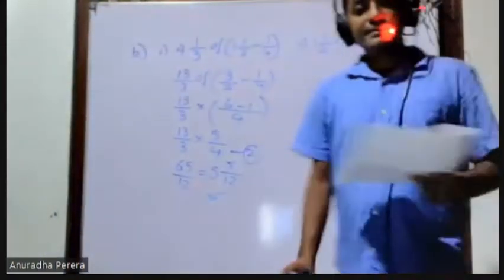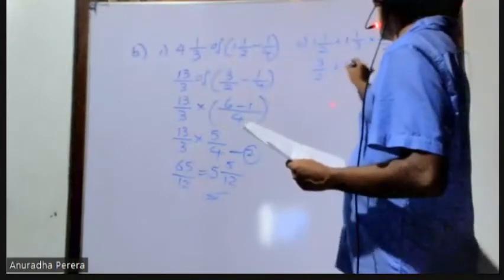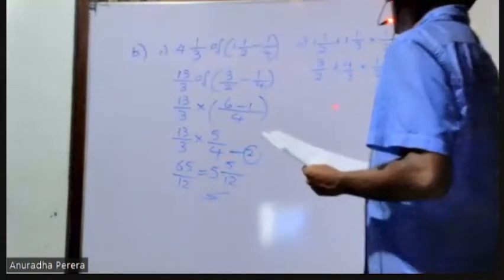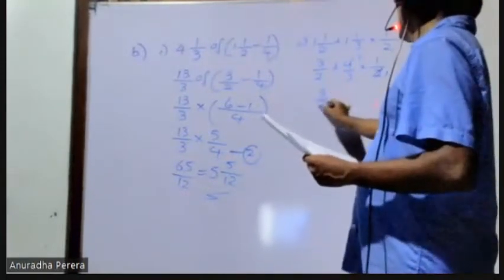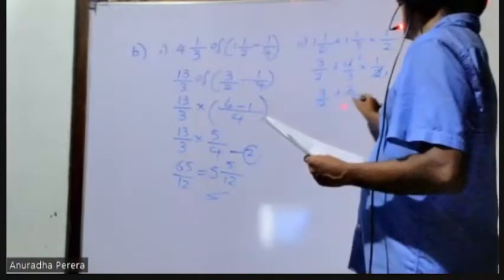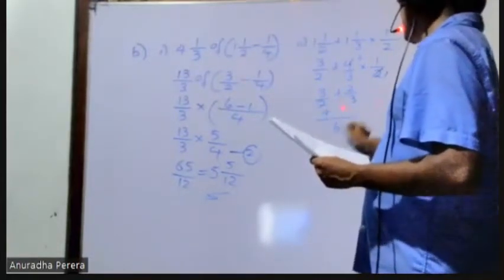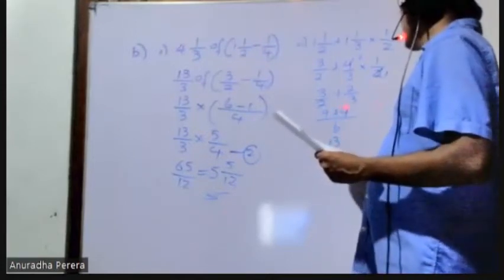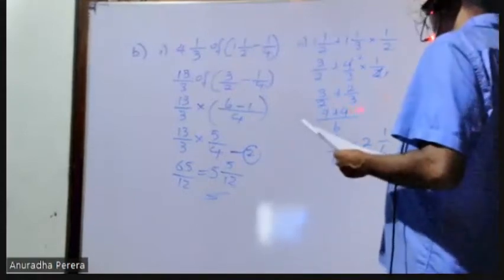Next one, first do this multiplication: 3 over 2, 4 over 3 into half. Simplify by 2. 3 over 2, 2 over 3, common denominator 6. Divide 6 by 2, 3 into 3, 9. 6 by 3, 2 into 2, 4. 13 over 6, 2 and 1 over 6. 2 marks for this answer.